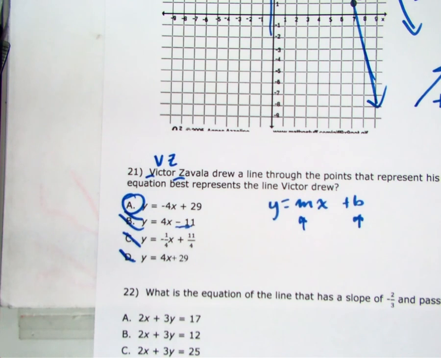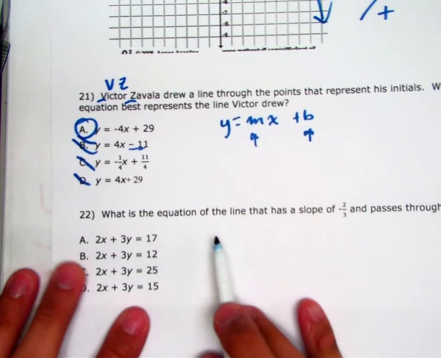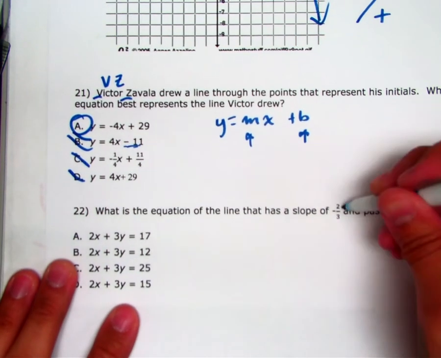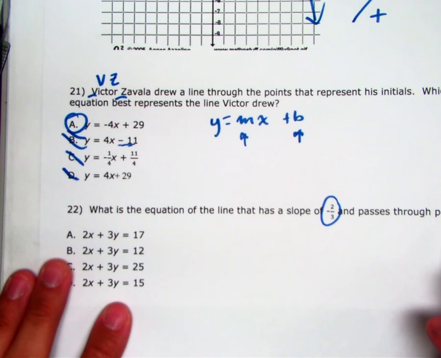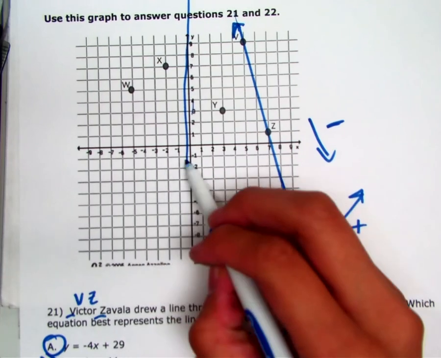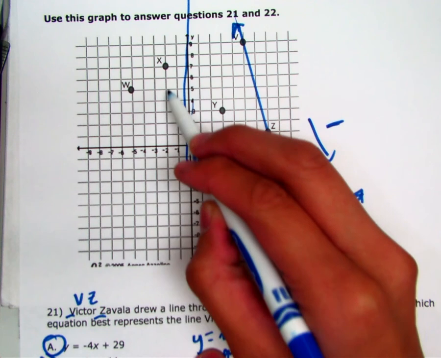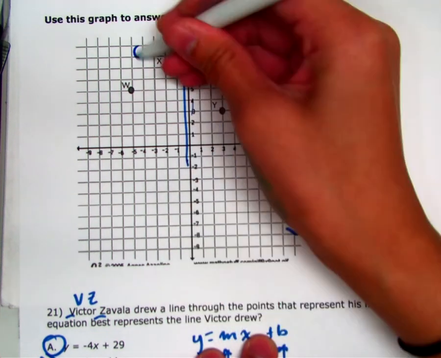Number 22. What is the equation of the line that has a slope of negative 2/3 and passes through point X? Well, here's point X. So negative 2, 7. Point X is actually negative 2, 7.